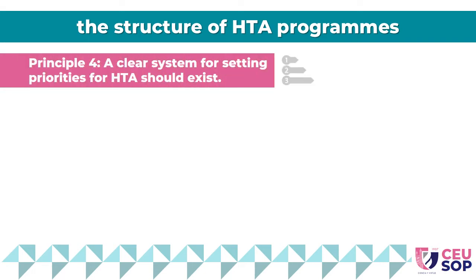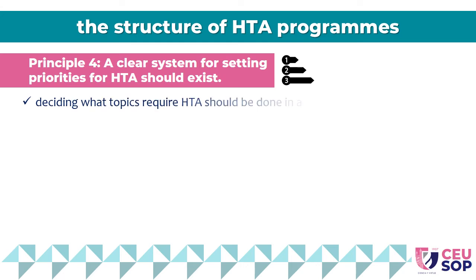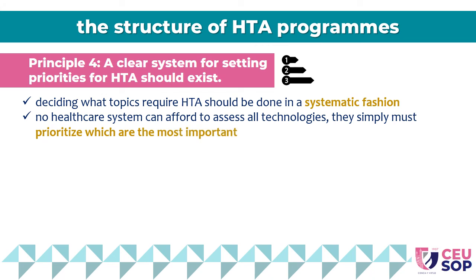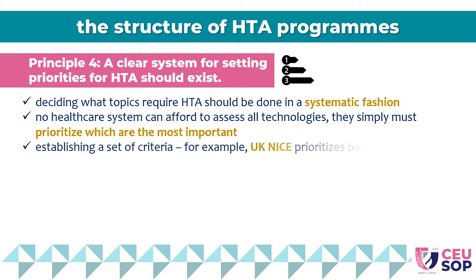Principle 4. A clear system for setting priorities for HTA should exist. Deciding what topics require HTA and should be prioritized for review should be done in a systematic fashion. Conducting an HTA requires time and resources, and no healthcare system can afford to assess all technologies, they simply must prioritize which are the most important. Deciding what should be assessed could be determined by establishing a set of criteria.